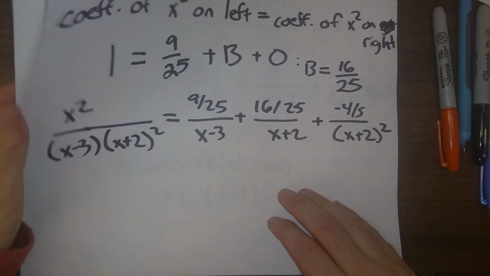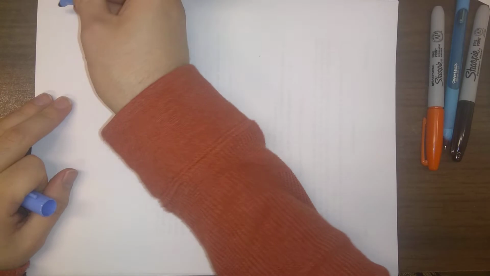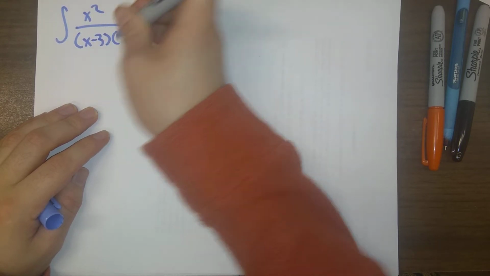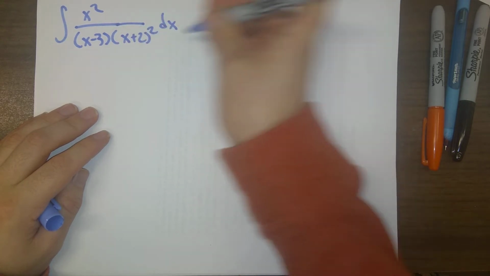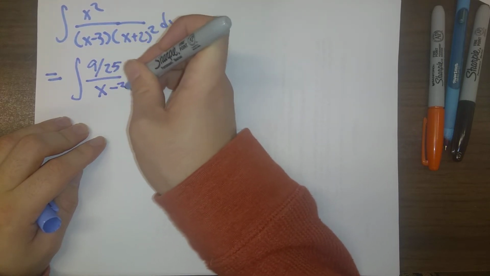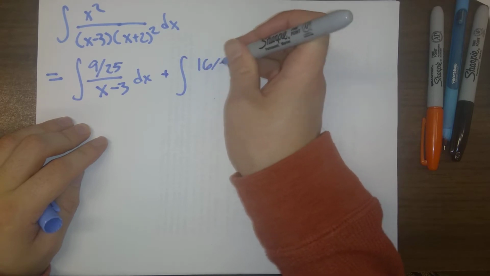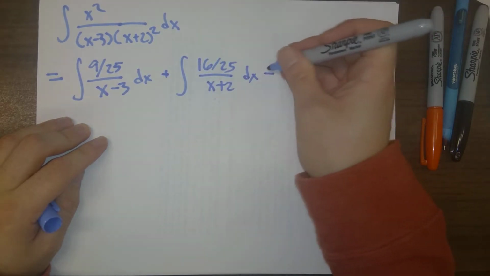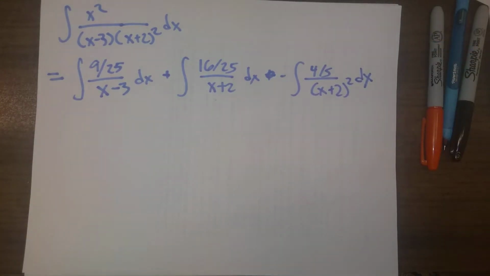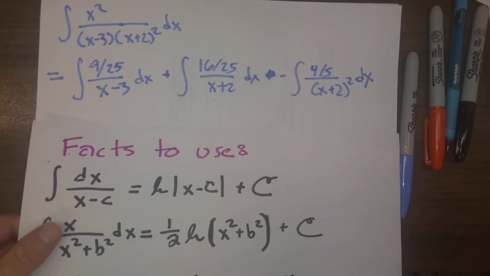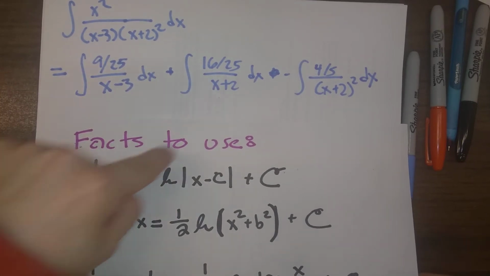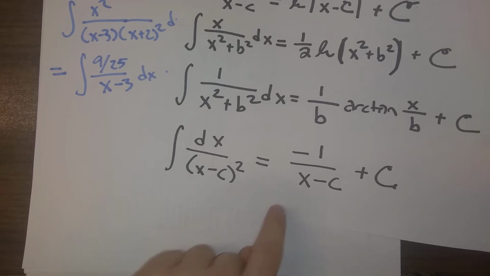And so now we can finish off by saying that the integral that we cared about, x squared over x minus 3 times x plus 2 squared, is equal to the integral of 9/25 over x minus 3 dx, plus the integral of 16/25 over x plus 2 dx, minus the integral of 4/5 over x plus 2 squared dx. And at this point, we just need to use this chart here. So this corresponds to this, this corresponds to this, and this corresponds to this one down here.